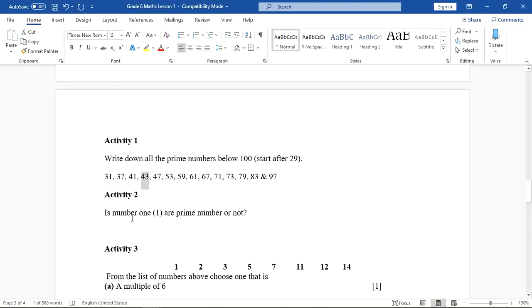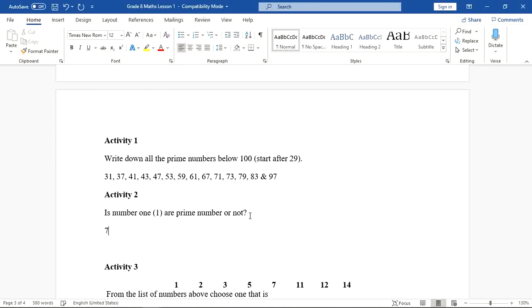Activity number 2: is number 1 a prime number or not? For you to answer this question, you need to know what a prime number is. A prime number has 2 factors that are different. Look at number 7. 7 has only 2 factors, 1 and itself. So it qualifies to be a prime number.